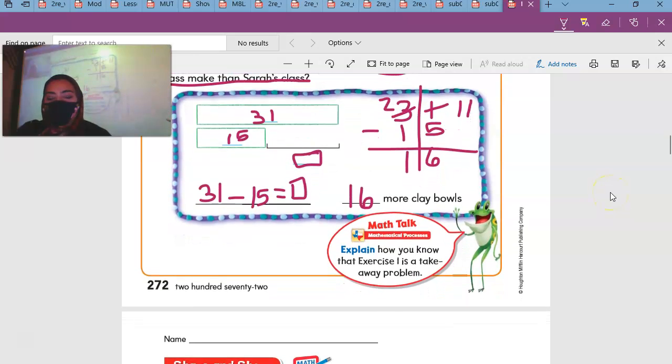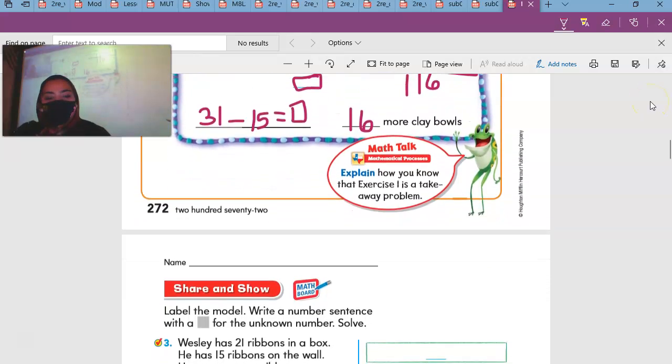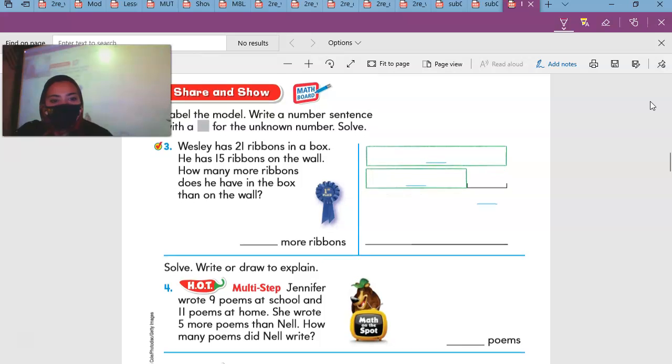All right. You can check that by saying 6 plus 5 is 11. So 11 take away 5 is 6. Okay, good job. All right, you guys are going to be awesome at this.